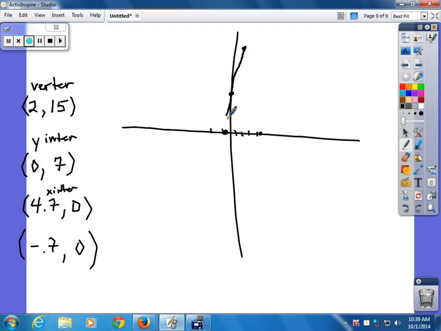And which way is it going? It's opening which way? Down. All real numbers, negative infinity to positive 15. Increasing from negative infinity to 2, decreasing from 2 to positive infinity. Line of symmetry is x is equal to 2. And that's about an 8.